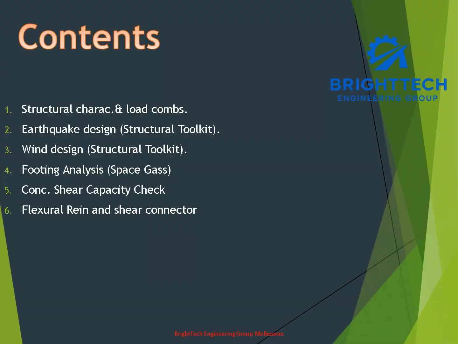Contents are structural characteristics and loading combinations. So first we need to talk about the geometrical characteristics of the structure that we are going to design the footing for and what sort of load combination we need to consider. Then we will move on to earthquake design according to AS 1170.4. We're using a structural toolkit for the calculations and checking the stability of the footing. Then we will move on to the design for the wind, and we're going to use a structural toolkit again.